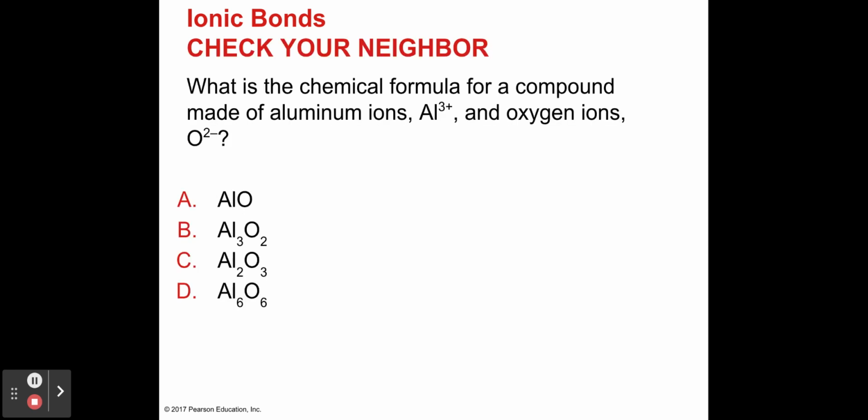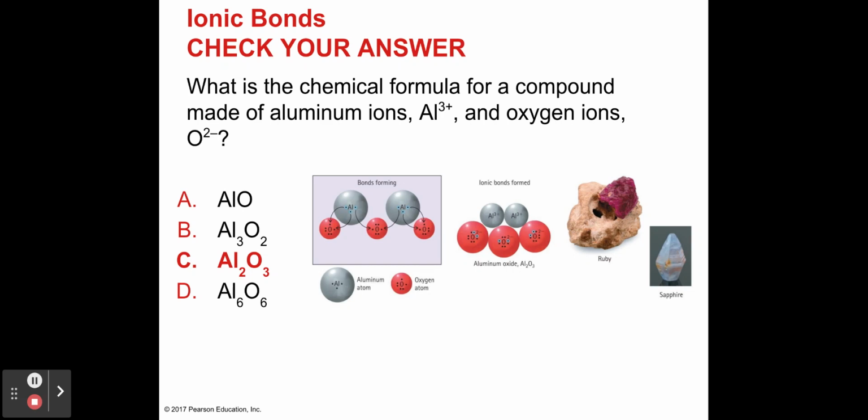Okay. Now, what is the chemical formula for a compound made up of aluminum 3+ and oxygen ion 2-? So in order to obtain the formula, the charge of aluminum will become the subscript of oxygen, while the charge of oxygen becomes the subscript of aluminum. So we use what we call a crisscross method. When we do that, we realize that we need three oxygen atoms to balance the charge of two aluminum atoms.